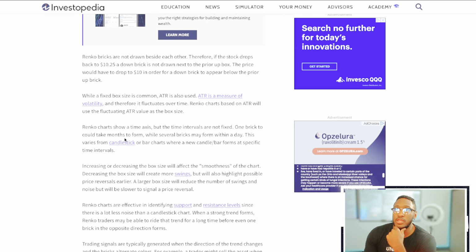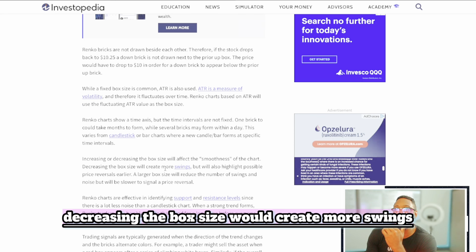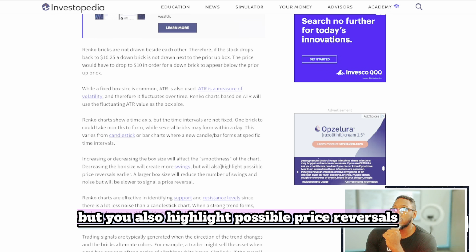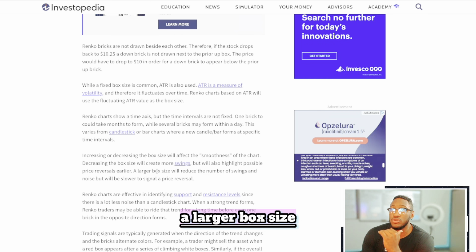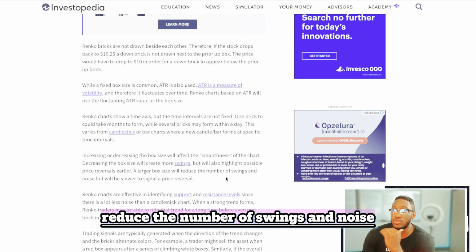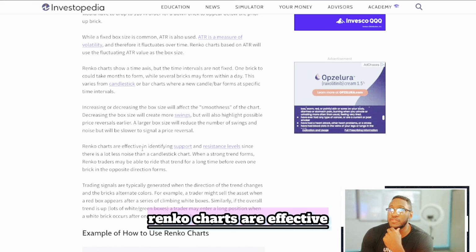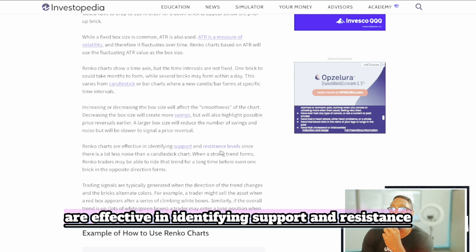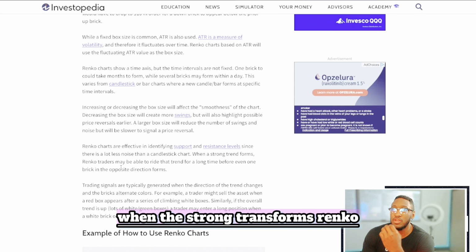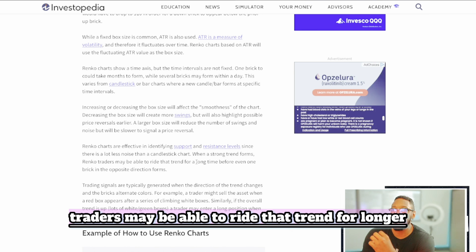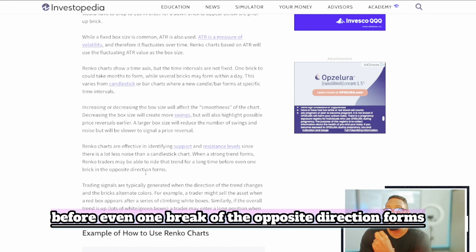We went over that. Increasing or decreasing box sizes will affect the smoothness of the chart. Decreasing the box sizes will create more swings, but you will also highlight possible price reversals earlier. A larger box size will reduce the number of swings and noise, but will be slower to signal price reversals. Renko charts are effective in identifying support and resistance, since there's a lot less noise than there is in candlestick charts. When a strong trend forms, Renko traders may be able to ride that trend for a long time before even one brick of the opposite direction forms.